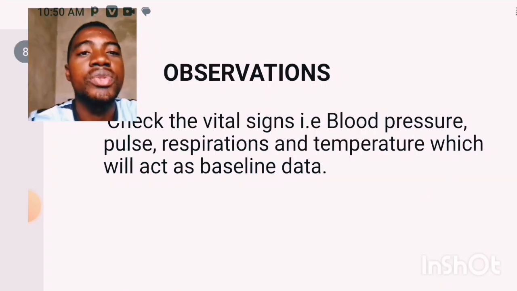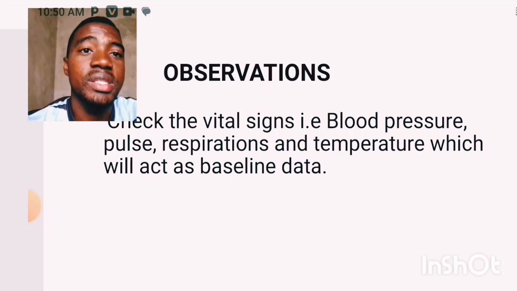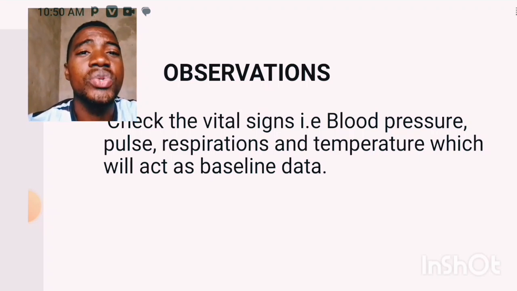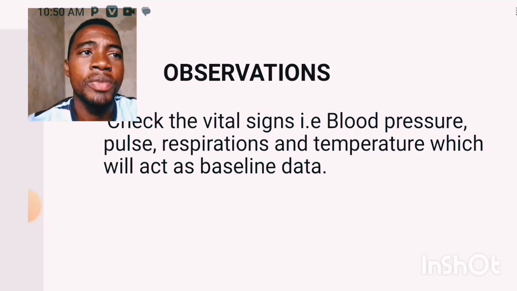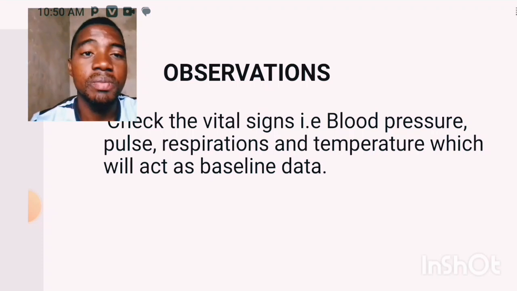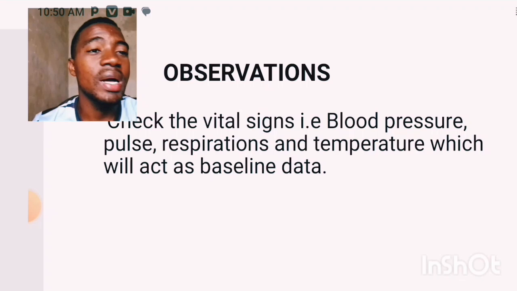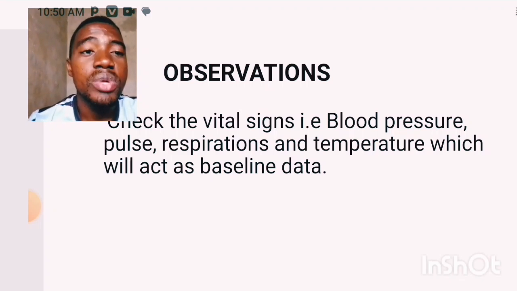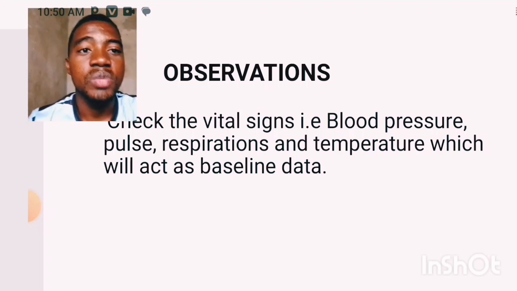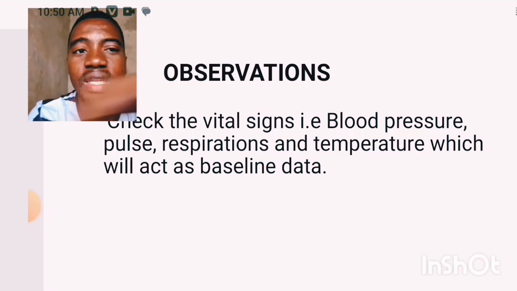Alright. So the next heading is observations. Since it's an emergency preoperative care, you don't write all the details like I will check the temperature to rule out infection, or I will check the blood pressure to rule out shock. No, you just write: I will check the vital signs, e.g. blood pressure, pulse, respirations, and temperature, which will act as baseline data. That's all. This sentence only.